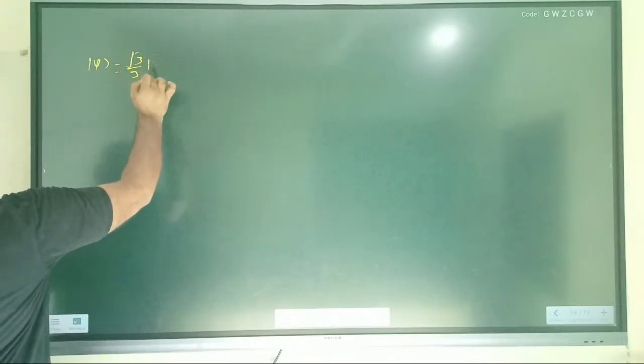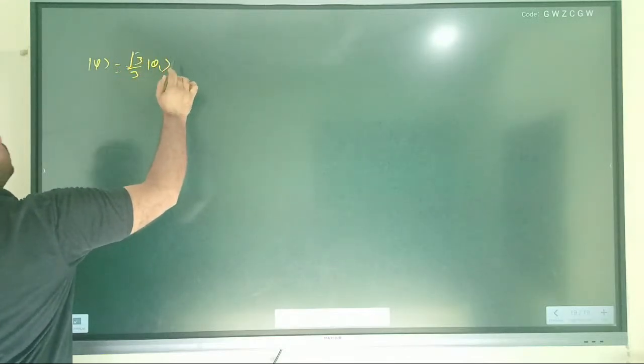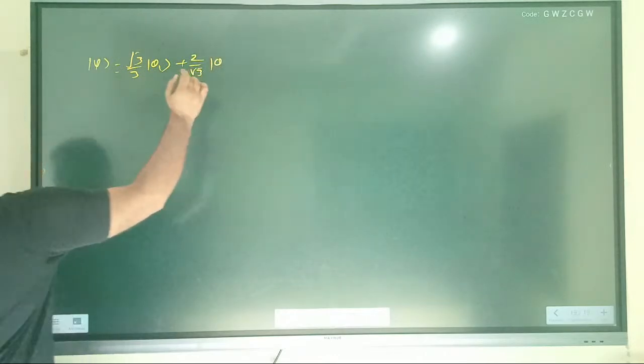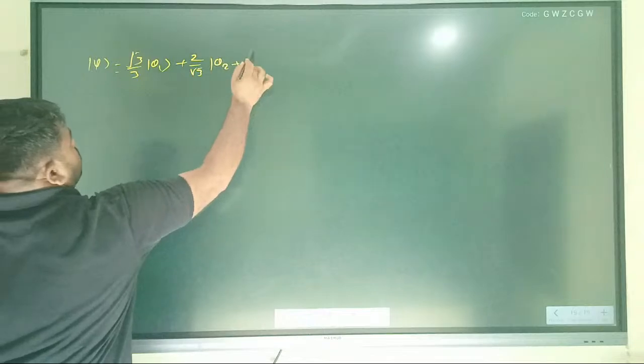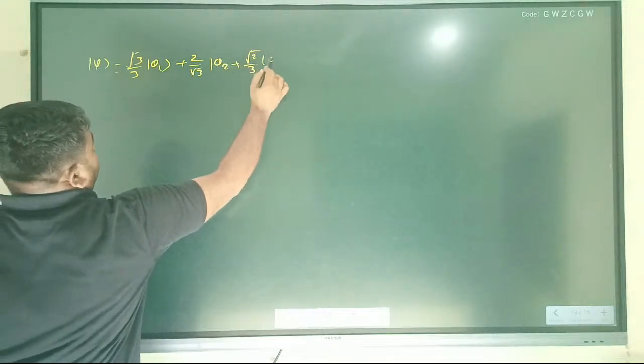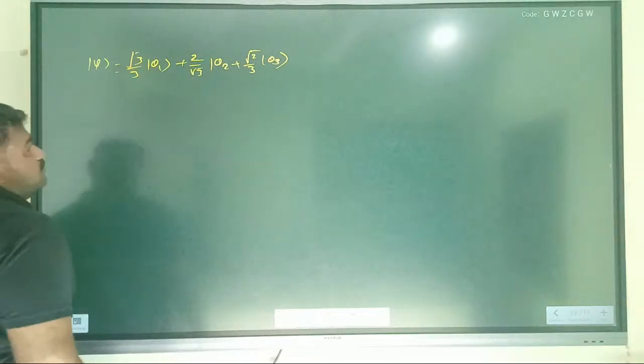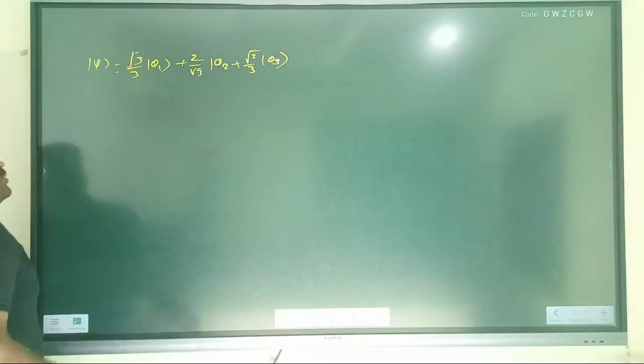Suppose sometimes they are given the wave function psi equal to root 3 upon 3 phi 1 plus 2 upon root 3 phi 2 plus root 2 upon 3 phi 3. Verify whether this function is normalized or not normalized. What is the coefficient?